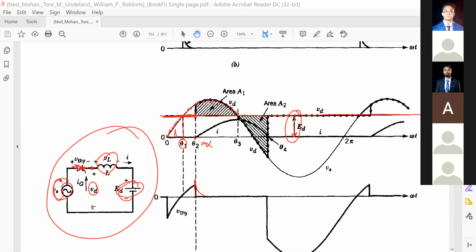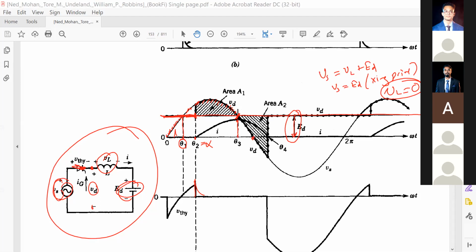And also, for the same reason, the current will have the peak value at the crossing of VD, ED and VS, because VS equals VL plus ED. So when VS equals ED at the crossing point, then VL equals 0. If VL equals 0, of course the current will have the peak value. The same thing we have done in the earlier case.